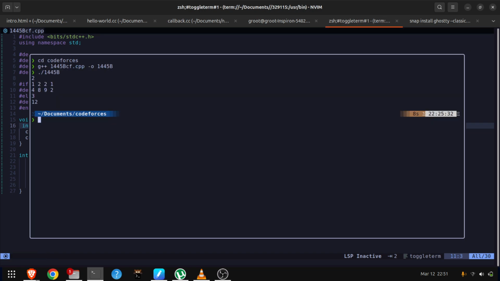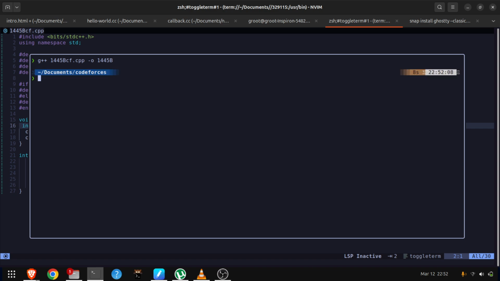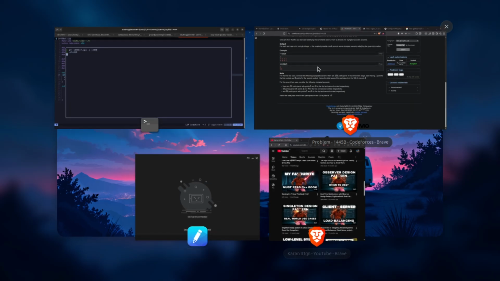So, let's compile the code first. Okay, so yeah, we have compiled the code. Now let's execute it. Let's enter the test cases over here.